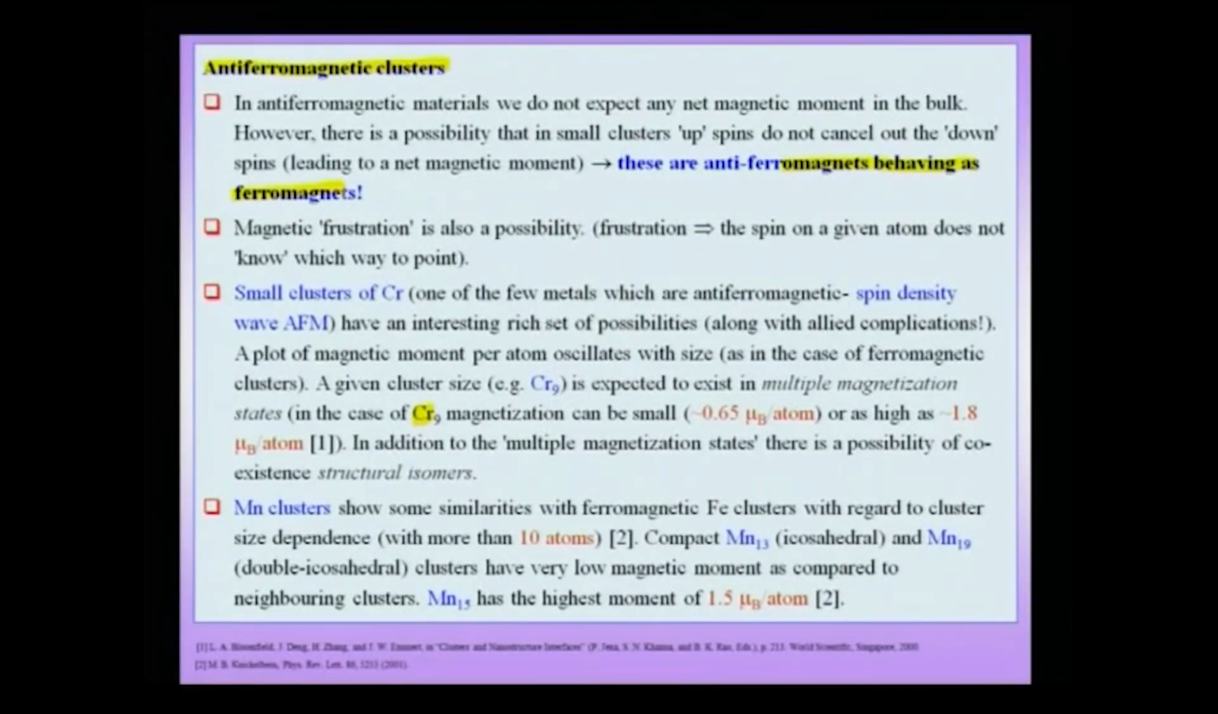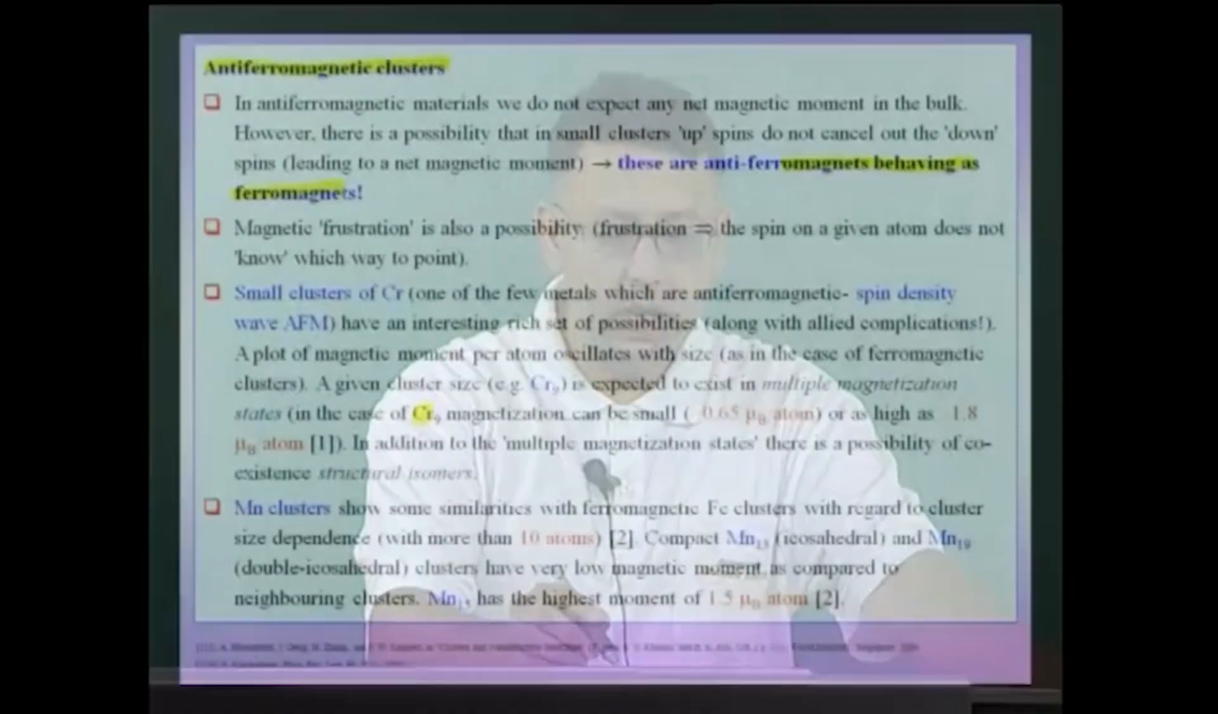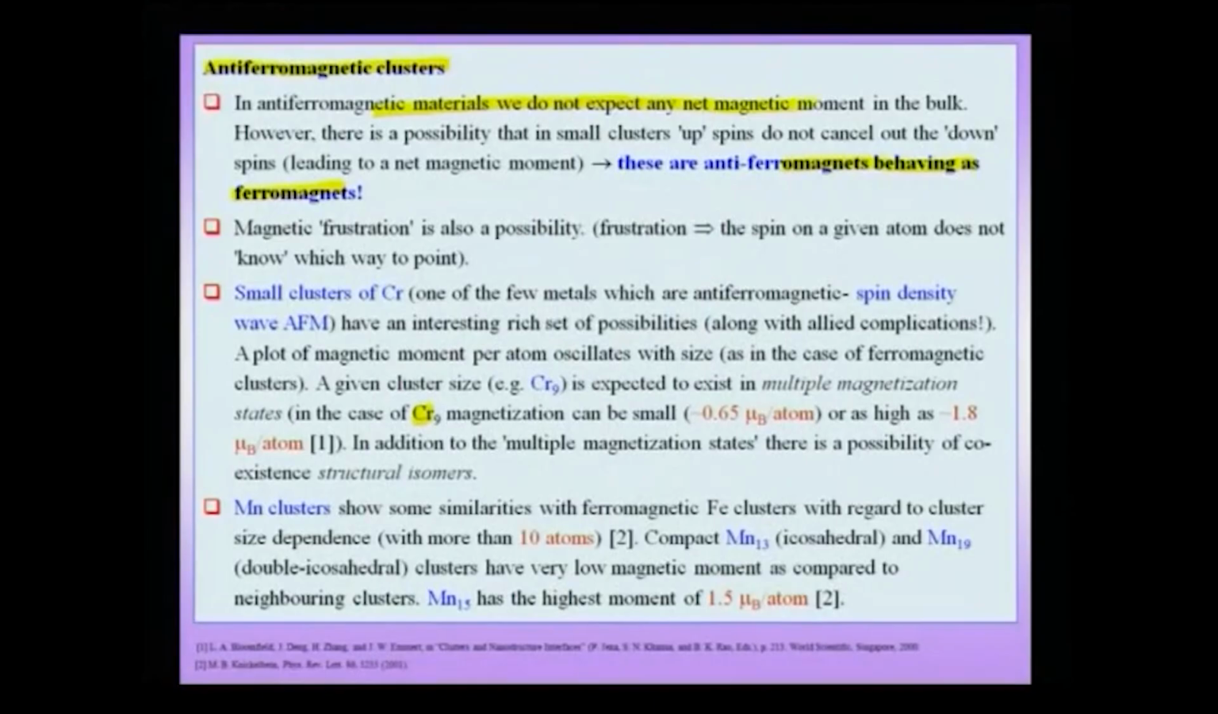That means, when you are making small clusters out of these antiferromagnetic materials in bulk, you are actually getting a ferromagnetic property. Again, a very interesting observation, because these materials do not behave like ferromagnets in the bulk. In antiferromagnetic materials, we do not expect any net magnetic moment in the bulk, because the up spins and down spins cancel themselves out. However, there is a possibility that in a small cluster their up and down spins do not cancel out, leading to a net magnetic moment.